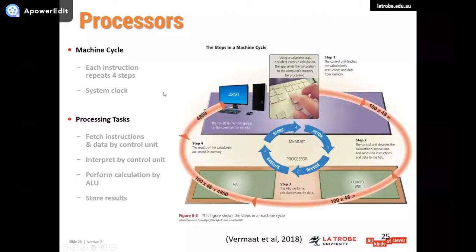Then is the machine cycle. There are 4 steps for each instruction in a machine cycle, and this is important. Step 1, fetch the instruction data, and then pass it to the control unit to interpret. Then it goes to the ALU to perform calculations. Then the last step is storing the data and the result in memory. So these 4 steps are important.